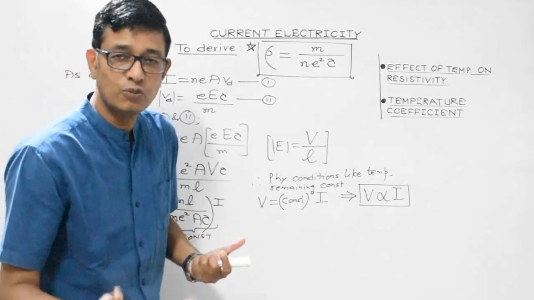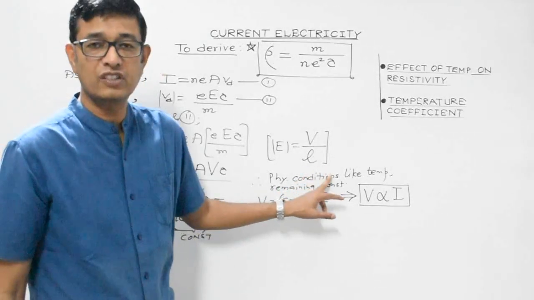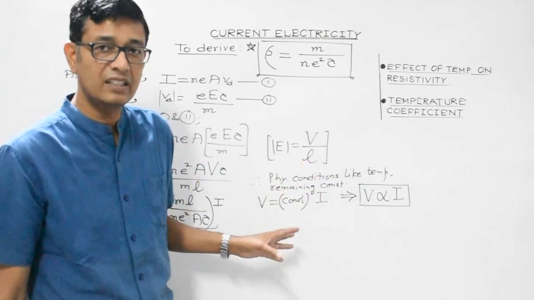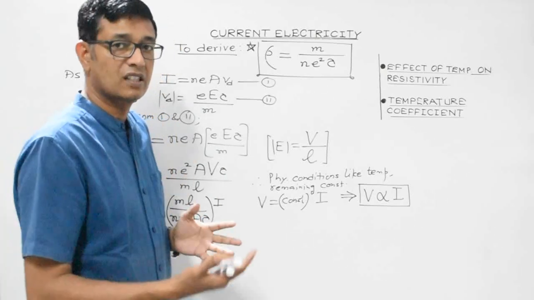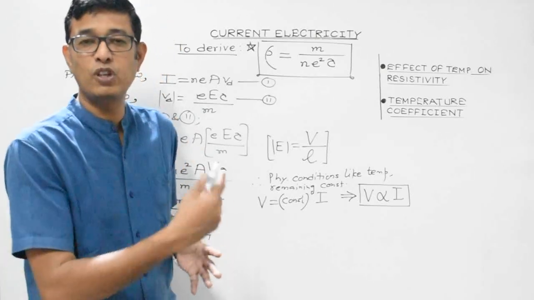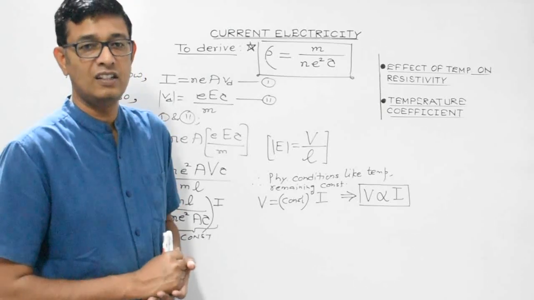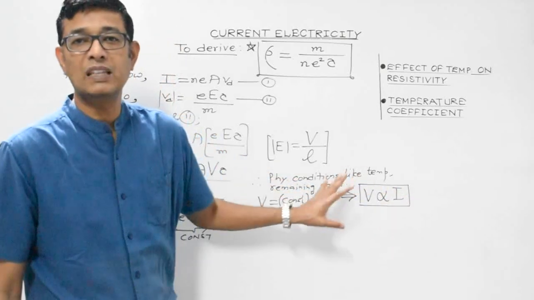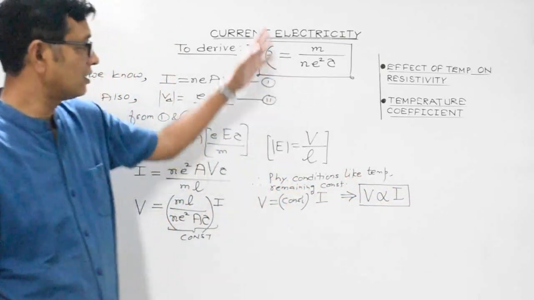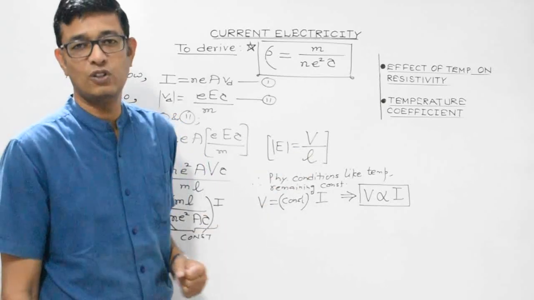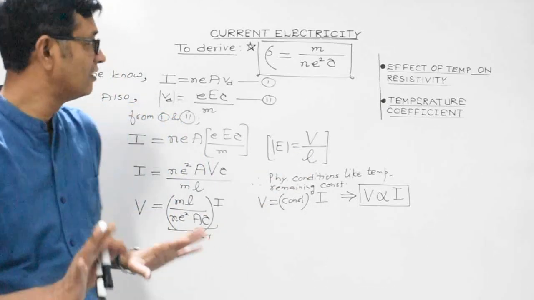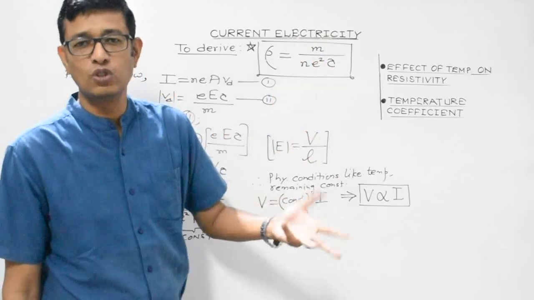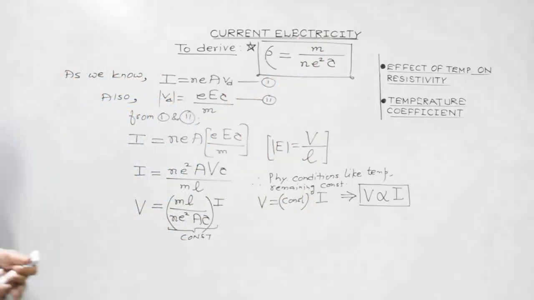So what's the statement of Ohm's law, students? Physical conditions like temperature, mechanical strain, if these quantities remain constant, then the current flowing through a conductor is directly proportional to the potential difference applied across its ends. That is, V is proportional to I. So this is what we have mathematically proved. This is the mathematical verification of Ohm's law, right? But anyway, in this article, we are supposed to prove this particular expression. So there is one more step left and we can easily arrive at this result, right?